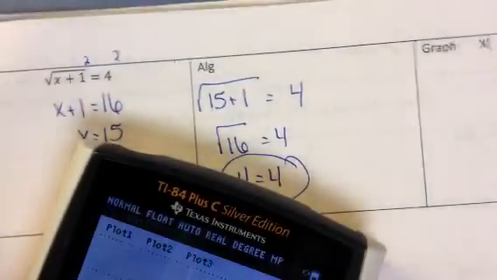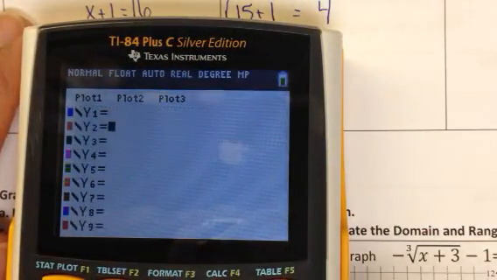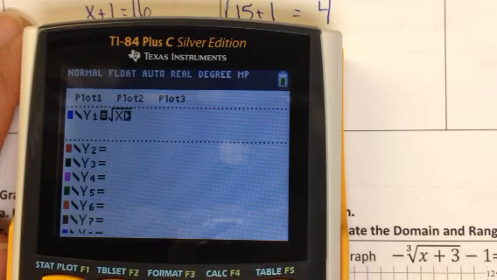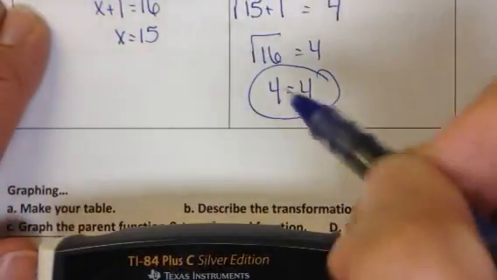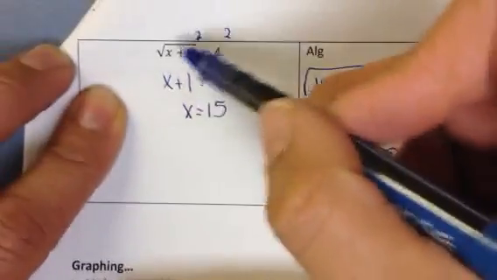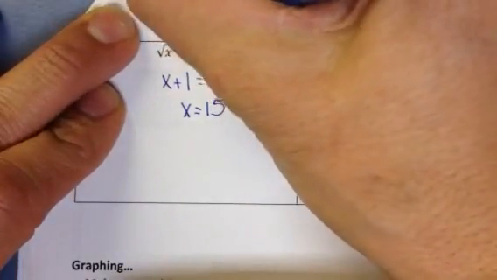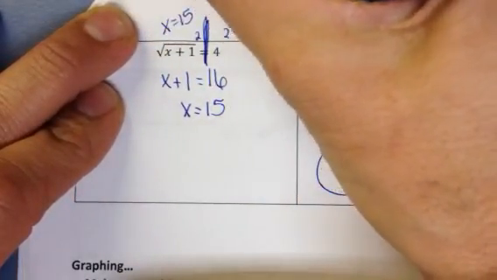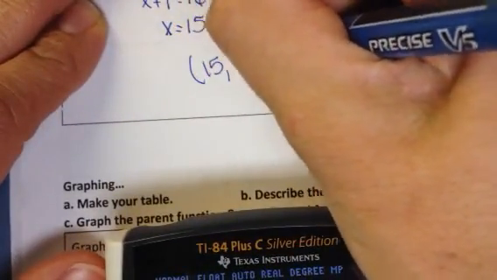First, go to y equals. Put the left side into y1. So I'm going to have the square root of x plus 1. Then I'm going to go to y2 and put in 4. And then again, I need to see if x is 15, sorry. So if I do x is 15 over here and I do the math, my y should be 4. So I need to be able to see the point 15, 4.